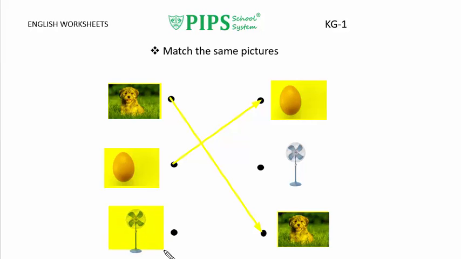This is a fan. Let's see where is the second picture of fan. Here is the second picture of fan which is similar to it. Now we will match the fan with the same picture like this.